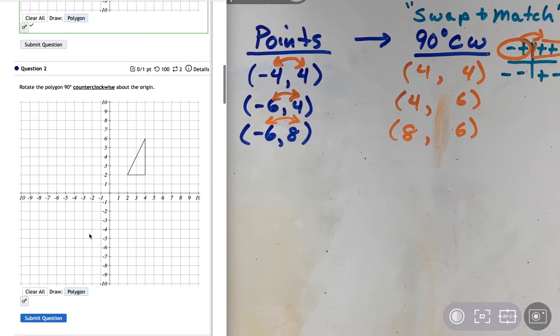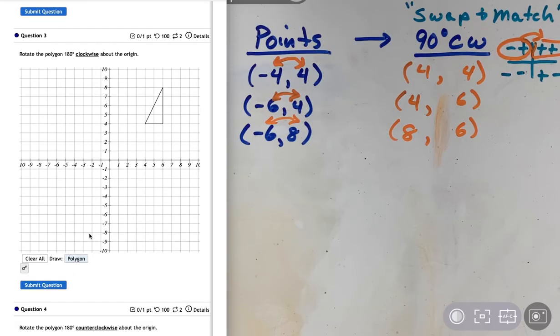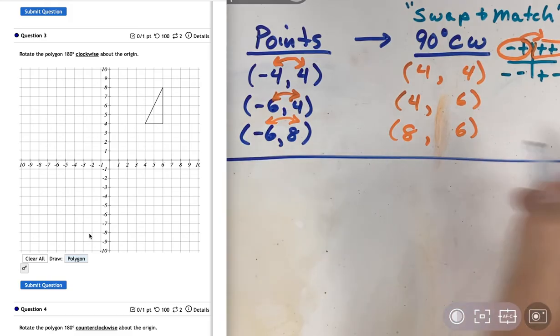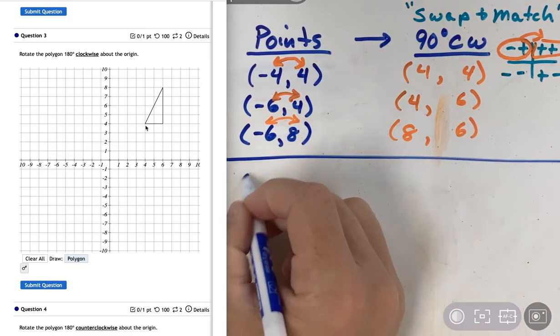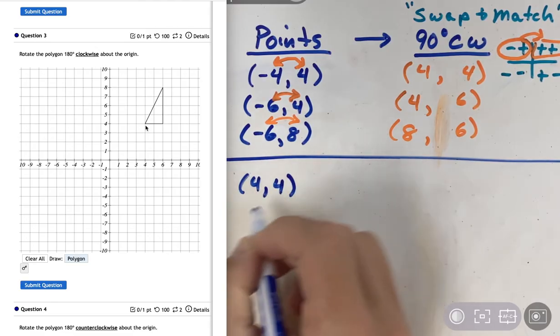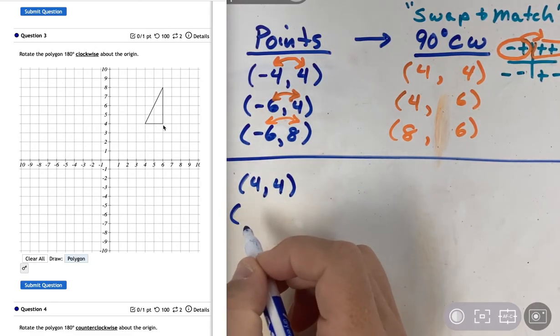Next, I'm going to jump down to the next one 3 spots down where you have a 180 degree clockwise rotation. In this one right here, I'm going to write the coordinates down first, and then we'll talk through how this works. I have my first coordinate right here. This coordinate is at 4, 4. I got a coordinate right here at, let's say, 6, 4.